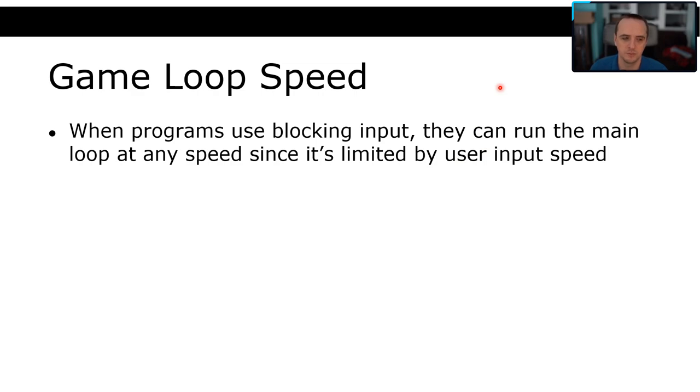So when programs use blocking input, they can run the main loop at any speed since it is limited by the user input speed. So what that means is, if you have a program like your Celsius to Fahrenheit converter or your word processor, if you are using blocking input, then you really don't need to worry about how fast your program is running, because you're really limited by the speed that the user can input something, right? So if our Celsius to Fahrenheit converter took a second or two, it's really not going to matter much because it's waiting there for the user input anyway, and the user input is definitely the limiting factor in terms of how fast that program is running.